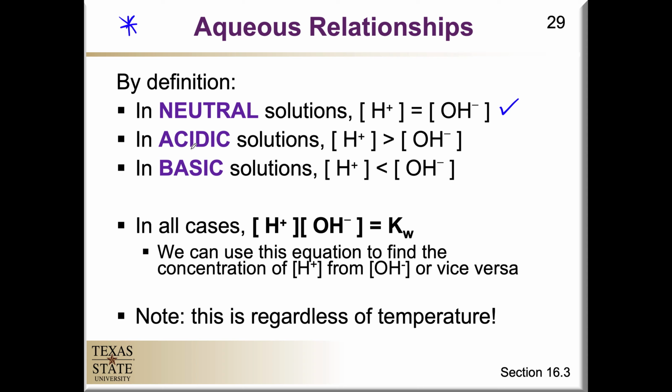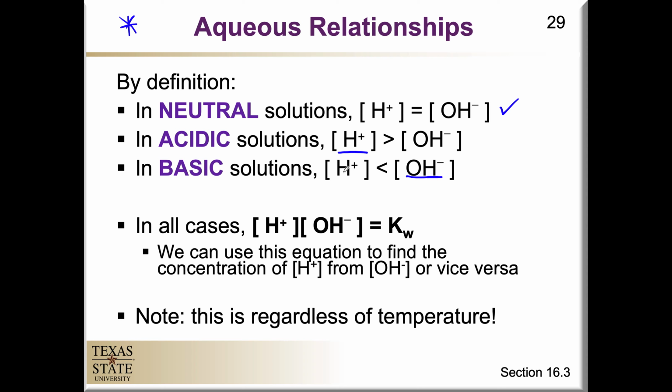In an acidic solution, on the other hand, the hydrogen ion concentration is going to be greater than the hydroxide ion concentration. That means that we have more of that hydrogen ion concentration than we do of the hydroxide. Finally, in a basic solution, basically the opposite happens, where now your hydroxide ion concentration is going to be present in higher concentration than the hydrogen ion concentration, okay? I need you guys to remember these definitions so that you're able to answer some questions.